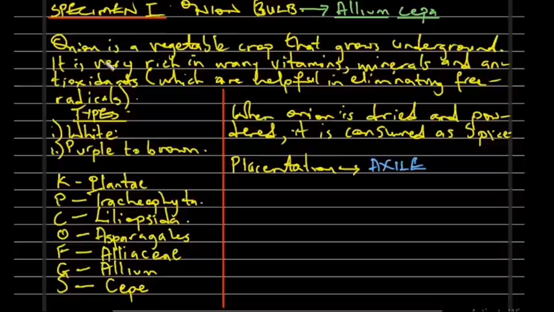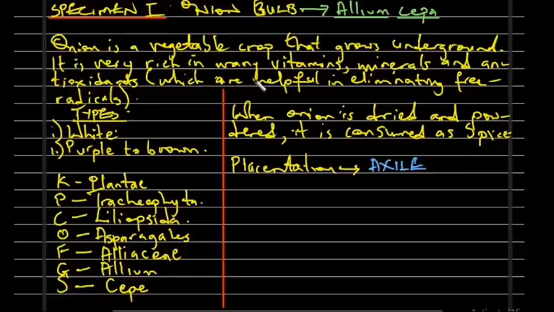The next specimen, which is specimen I, is the onion bulb. Onion is a vegetable crop that grows on the ground. It is usually found growing on the ground. The actual part that is edible, which is the bulb itself, you see growing on the ground, and it is very rich in many vitamins and minerals, as well as being active as an antioxidant, helping to eliminate free radicals.